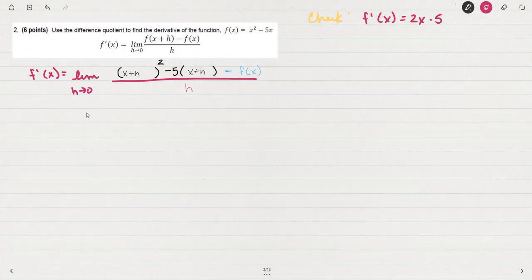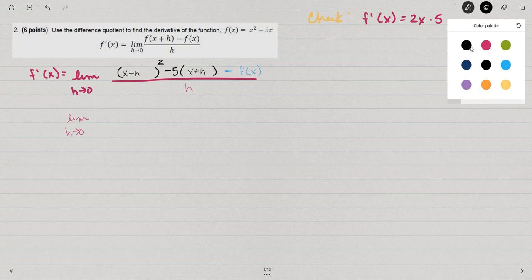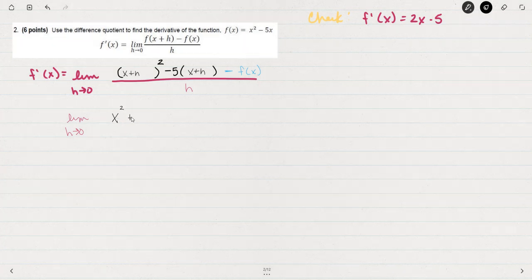Now, what is that going to look like? We have the limit as h approaches 0 of, now I'm going to apply the pattern for multiplying. X plus h squared is x squared plus 2xh plus h squared. You could also FOIL it out if you need to. And then minus 5x minus 5h when I distribute that negative 5.